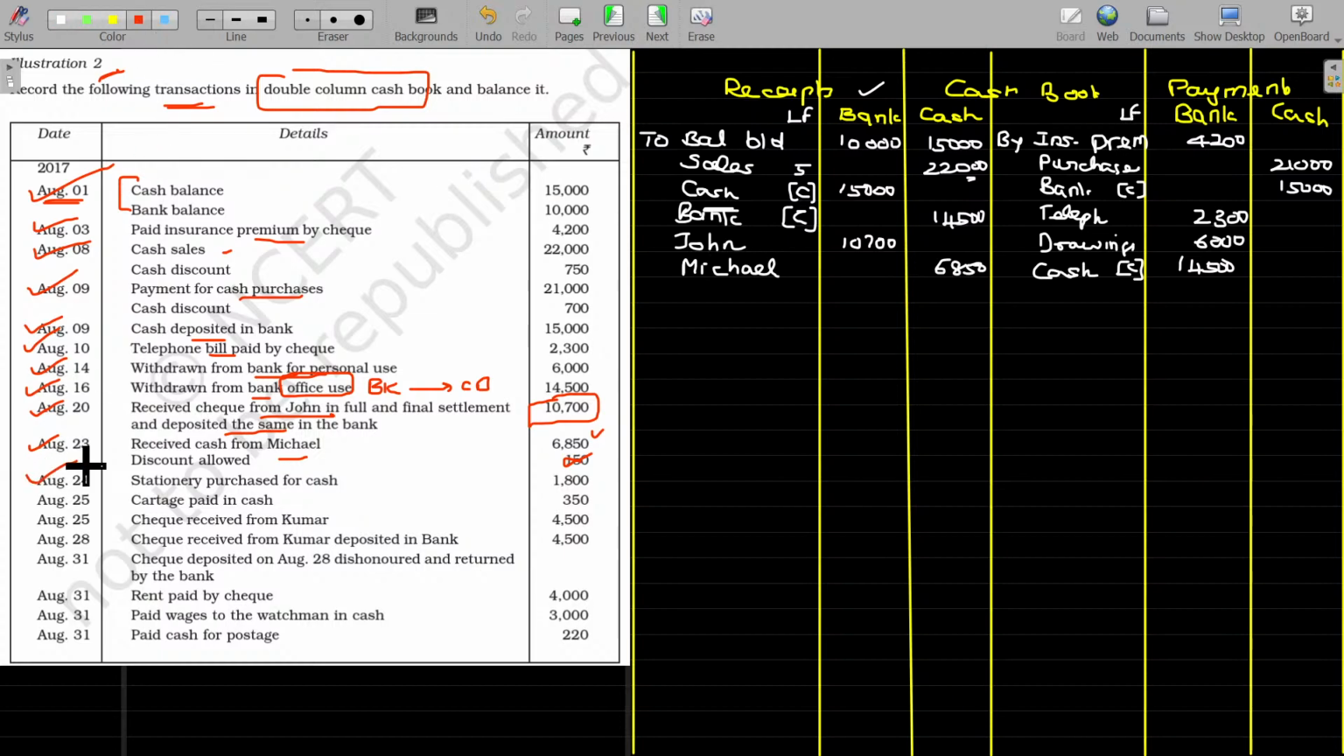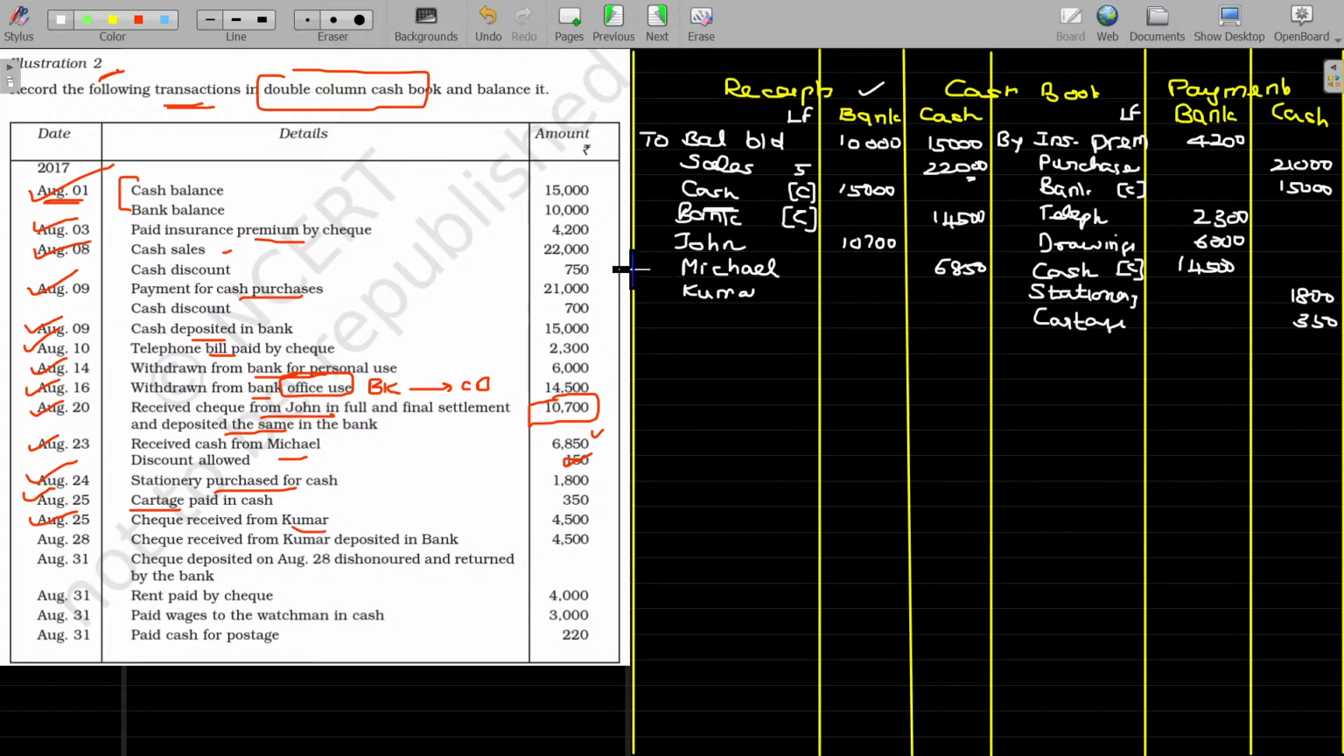And on 24th August, stationery purchased for cash. In the payment side, sorry, stationery, payment side, the value being 1,800, that too payment is in the form of cash, so put the value in the cash column. 25th, cartage paid in cash, that too only in the form of cash, so in cash column the value being 350. And check received from Kumar, receipt side named Kumar, and the value will be posted in bank column.